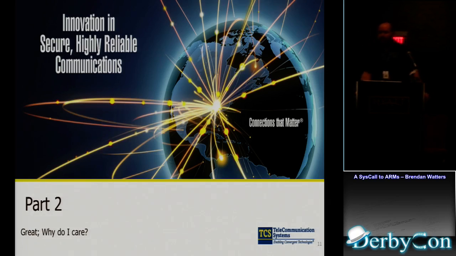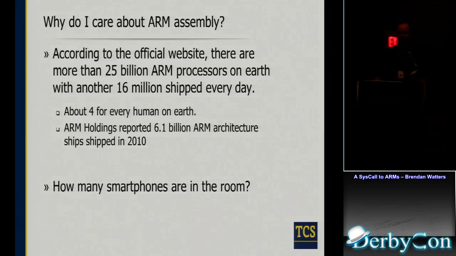Okay, wonderful. We've talked about what ARM is and what RISC is. Now let's talk really quickly about why I care. Right. So, the happy speech is, we have about 5 ARM chips on Earth for every man, woman, and child that walks the planet. That's kind of a lot, right? How many smartphones are in this room? Probably 7. Probably a lot of this conference. Okay? And they're reporting that they're shipping something like 16 million ARM processors every day. So this is going up pretty quickly.